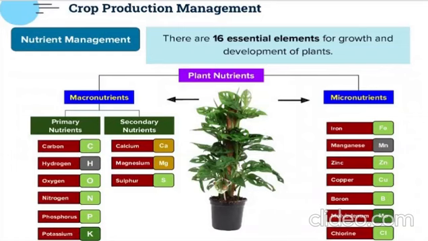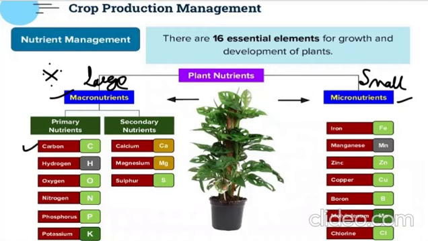So now what are the nutrients? This is an important slide. Why? Because these are the 16 essential elements we need. They are divided into two parts, macronutrients and micronutrients. Macronutrients means they are needed in large quantities. The plant needs them in large quantities, and micro means they can be given in small units.